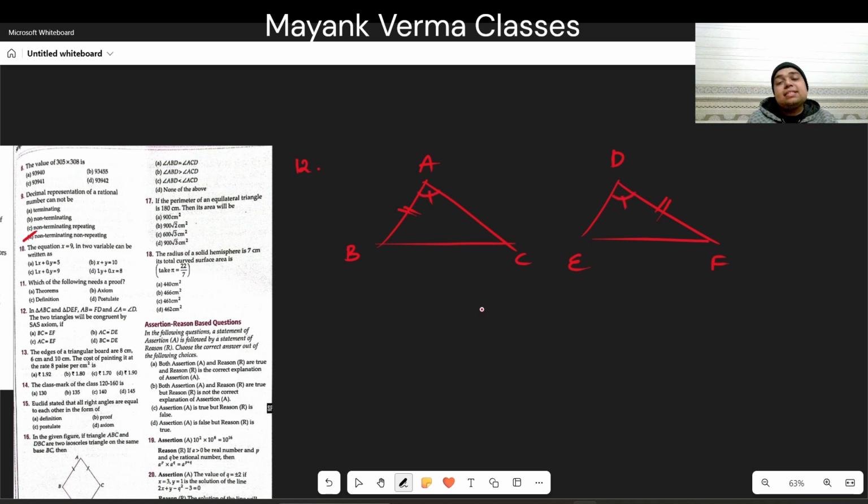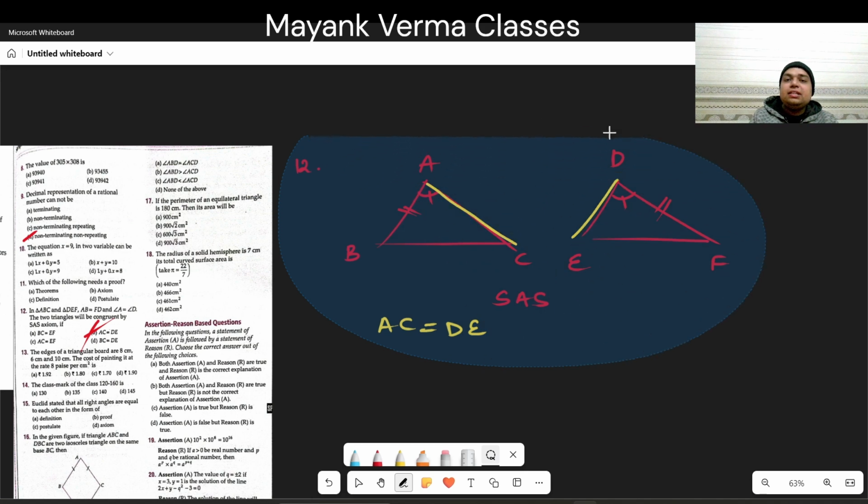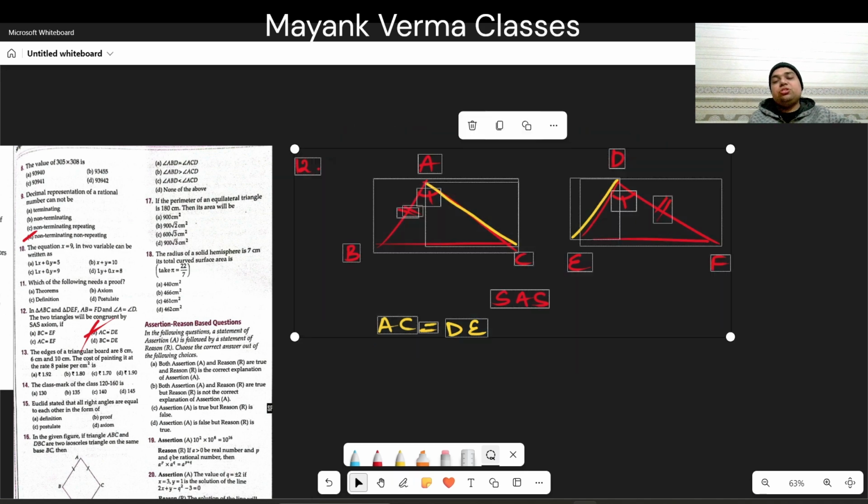To apply SAS, I need to apply the SAS property. So one side is equal, one angle is equal. So this third side, AC and DE, should be equal in order to apply the side angle side rule, right? So AC should be equal to DE. So option AC is equal to DE, option B will be the correct option here. Now let's see the 13th question.